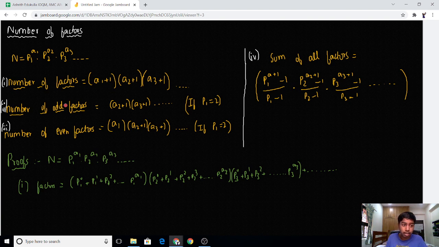Similarly, if I want to find the number of even factors, as you can see, I have taken out the 1 here. So you just need to take out that 1. I'm going to prove all this now, don't worry about that.